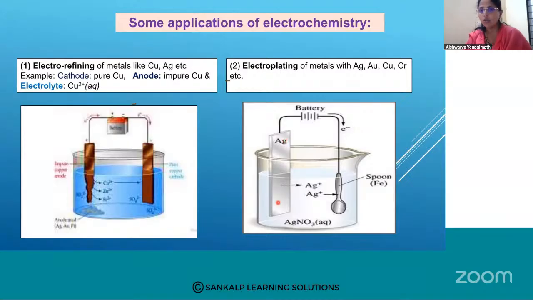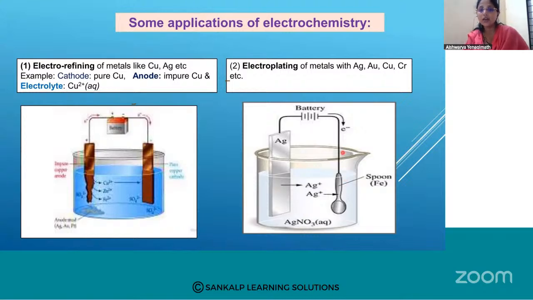Whichever rod you have taken depends on which plating you want. For example, here I want silver plating, so I have taken a silver rod. Its own solution must be taken as the electrolyte. So we take AgNO3, silver nitrate. So what happens? At the anode, Ag loses electrons and comes into the solution.